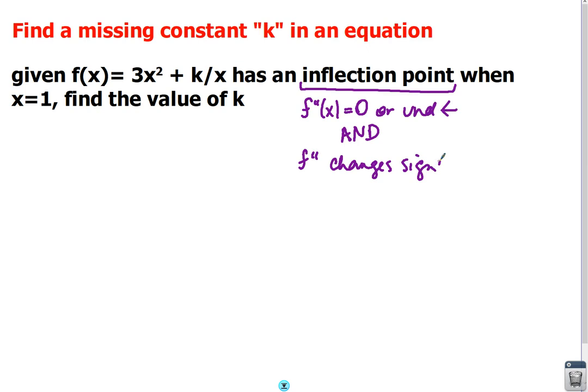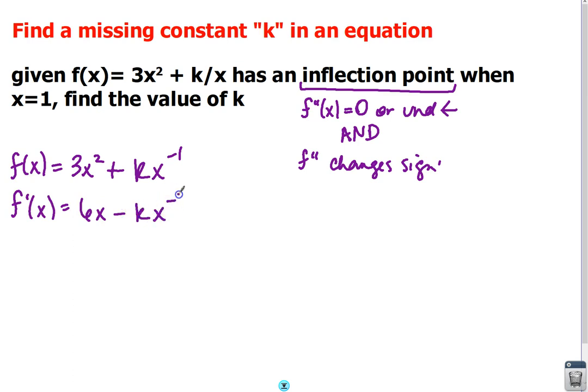So because I know I need to look at my second derivative, let's go there. So f of x is equal to 3x squared plus k over x, which is the same thing as k times x to -1. I just rewrite it like that for the sake of taking the derivative. So then f prime of x is going to be 6x minus kx to -2. That's just my first derivative. I'm really looking for my second derivative. So f double prime of x is equal to 6 plus 2k x to -3.